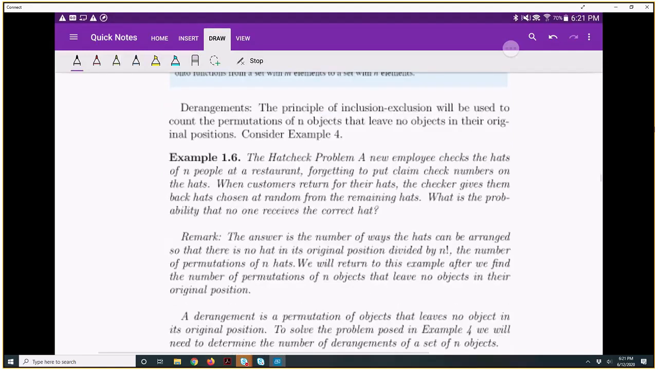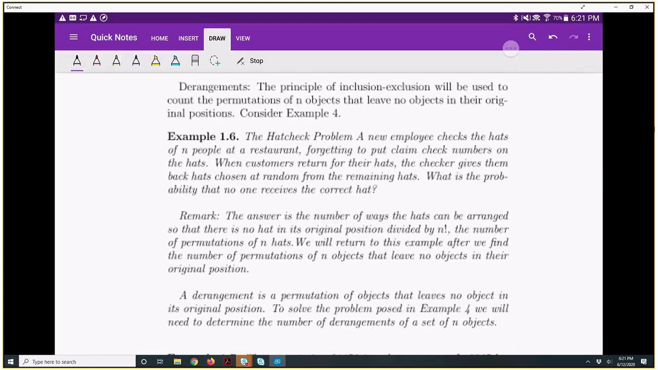Okay, the last new idea that we want to introduce in this lecture is the idea of a derangement. The principle of inclusion and exclusion will be used to count the permutations of n objects that leave none of the objects in their original positions. And such a permutation that leaves none of the objects in its original position is called a derangement.